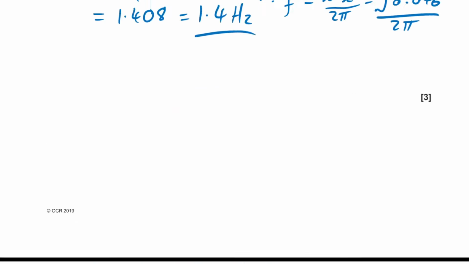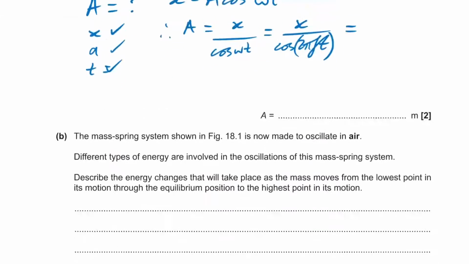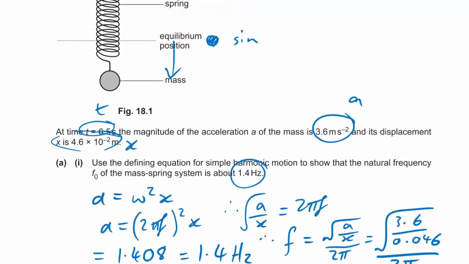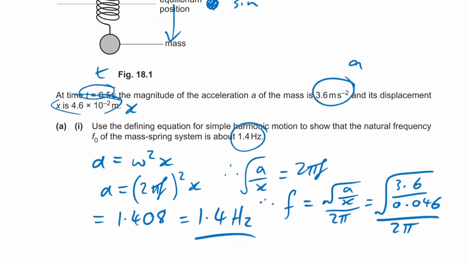So what do we say that was? 0.046 divided by cos of 2 pi. Don't forget you must be in radians whenever you have any cos or sine with pi's in. When you're doing SHM, you're usually in radian mode. Times 1.4 times, what was the time? 6.5.